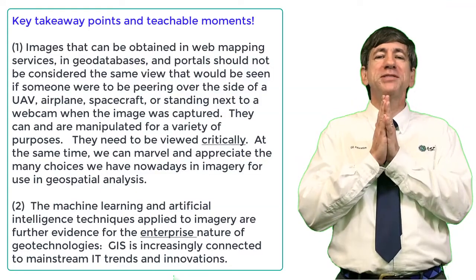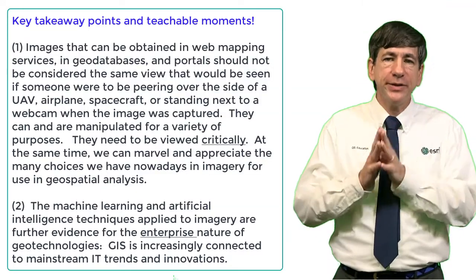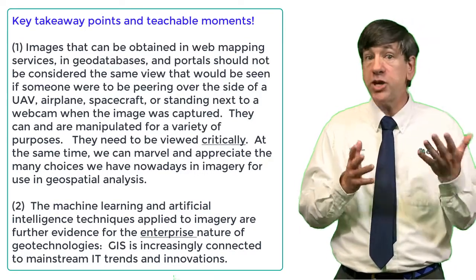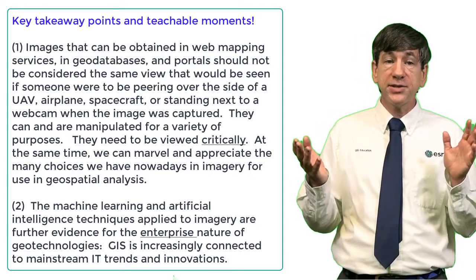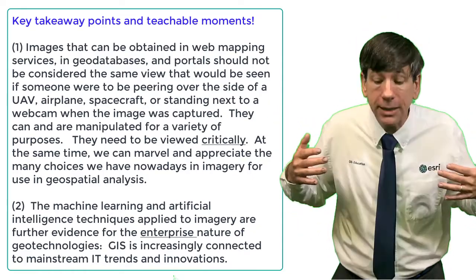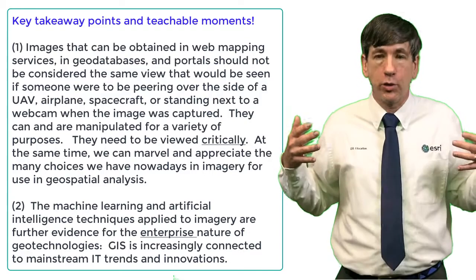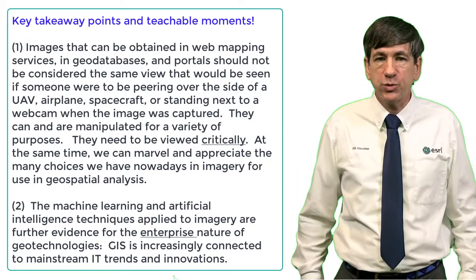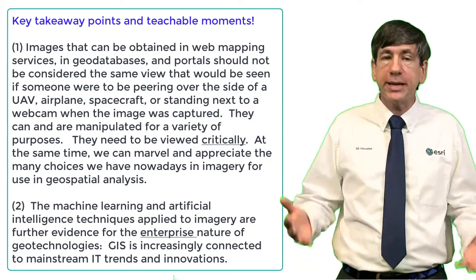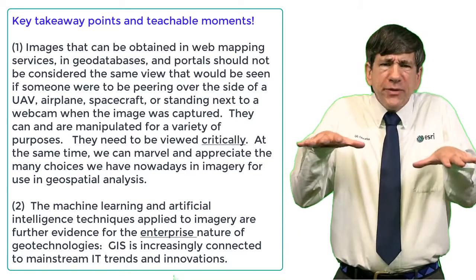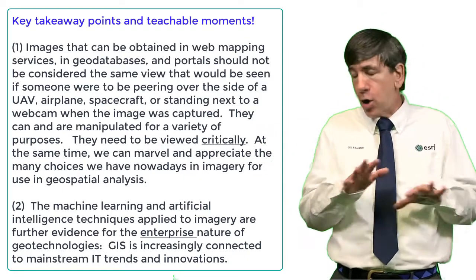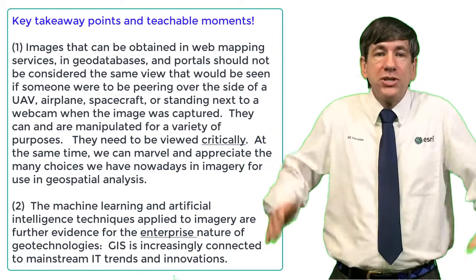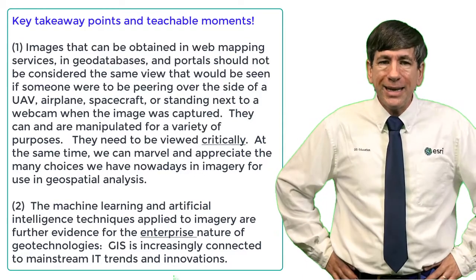Key takeaway points and teachable moments here. These include, number one, images that can be obtained in web mapping services, in geodatabases and portals should not be considered the same view that would be seen if someone were peering over the side of a drone or a UAV or an airplane or spacecraft or standing next to a webcam when the image was captured. They can and are manipulated for a variety of purposes. They need to be viewed critically, just like all other kinds of data and all other kinds of geospatial data. At the same time, we can marvel and appreciate the many choices that we have nowadays in imagery for use in geospatial analysis.